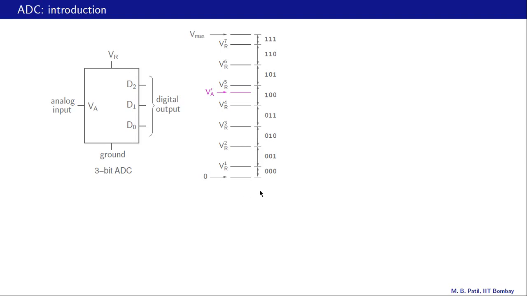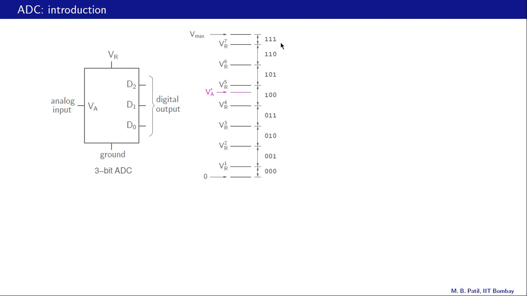Here is a schematic diagram showing what an ADC should do. In this case, we have a 3-bit ADC. So this interval between 0 and Vmax, which is the same as VR, is divided into 8 intervals, that is 2 raised to 3, and these intervals are labeled 000, 001, 010, etc. all the way up to 111.